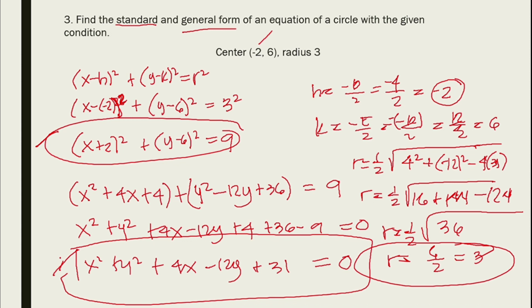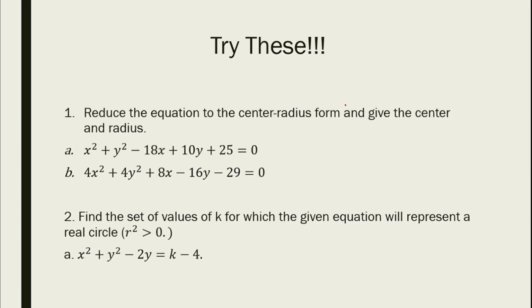Now we have shown here that the result is correct. Okay, try this at home. Reduce the equation to the center-radius form and give the center and the radius. So we have here two problems. And number two, find the set of values of k for which the given equation will represent a real circle.